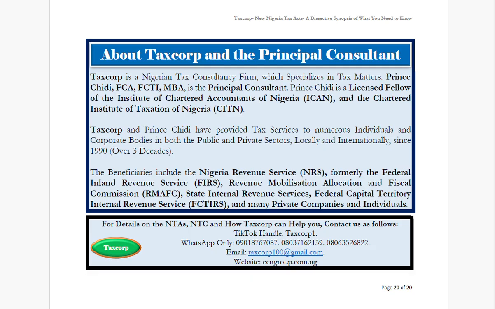The beneficiaries include the Nigerian Revenue Service, formerly the Federal Inland Revenue Service, the Revenue Mobilization Allocation and Fiscal Commission, RMAFC, many state internal revenue services such as Lagos State, Abia State, Kano, and so many. Federal Capital Territory Internal Revenue Service, FCTIRS, and many private companies and individuals.